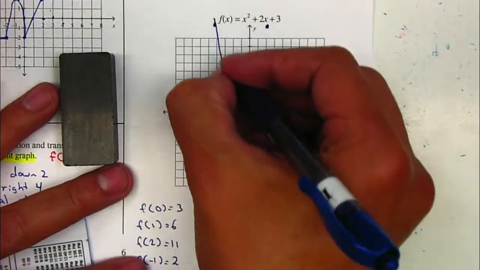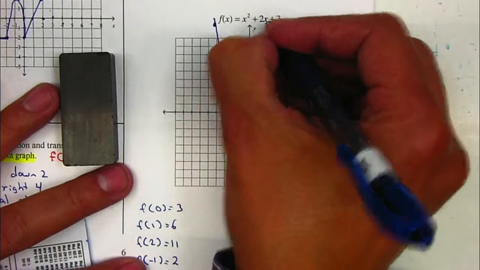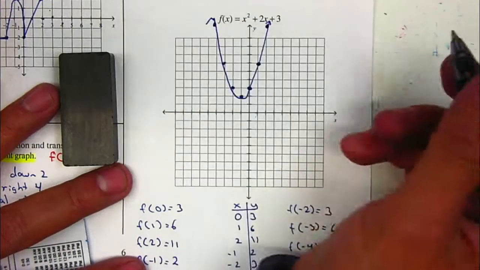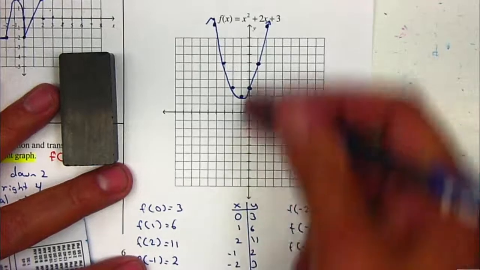So that's exactly what they want. They want you to just basically know that if you're not sure of the shape of the graph, or if you have no idea what it looks like, this should be your go-to. Just plug in different values for x, and that gives you a graph.